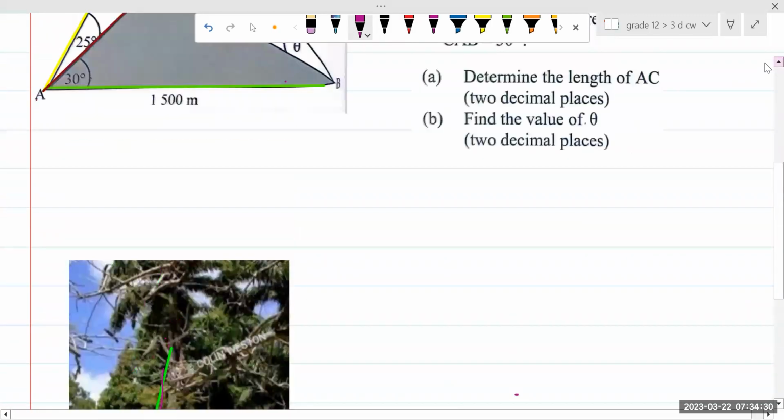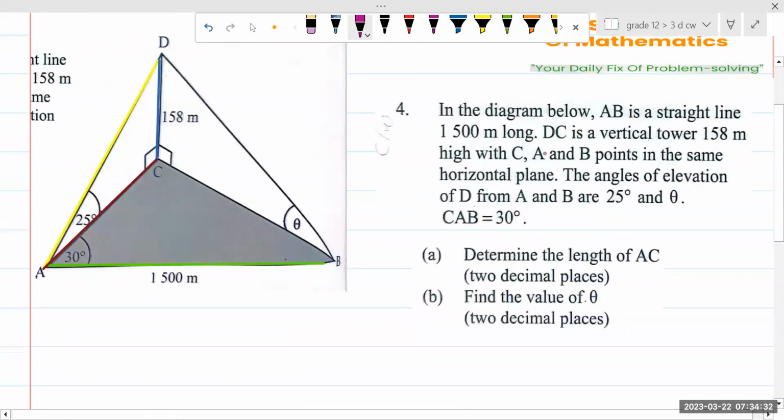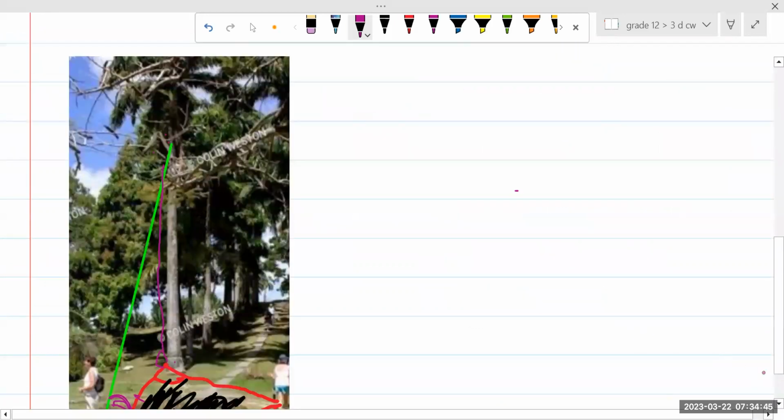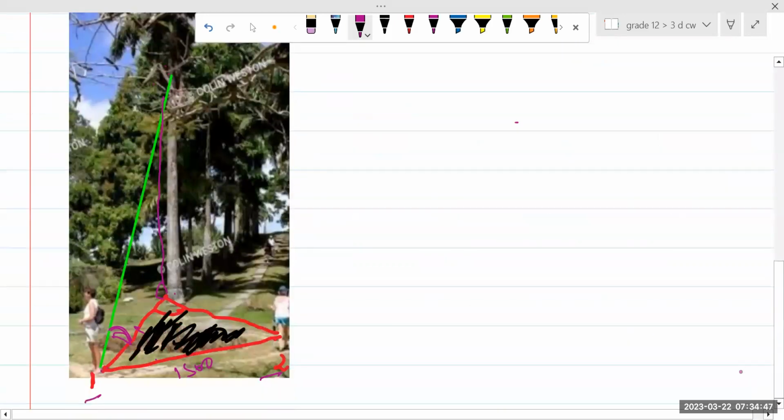And then they also went on to say that DC is going to be our vertical line. They say here we have DC is the vertical tower which has 8 meters. Now, if we come and check that in our practical example here, what would that be equivalent to? DC is the height of the tree again. Starting from here up until there, the height of the tree is going to be our DC.